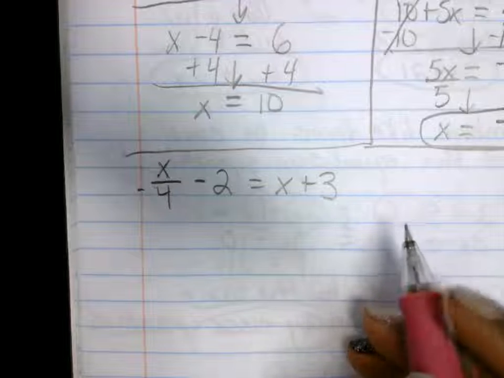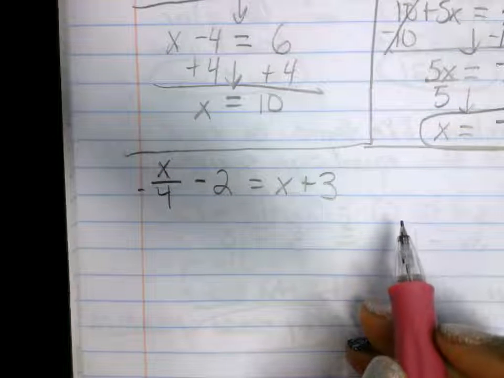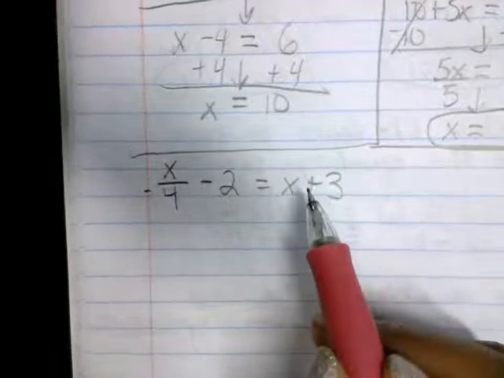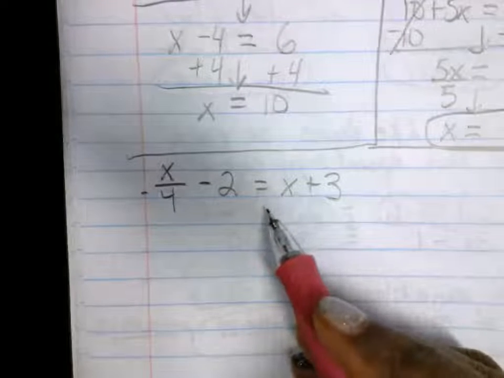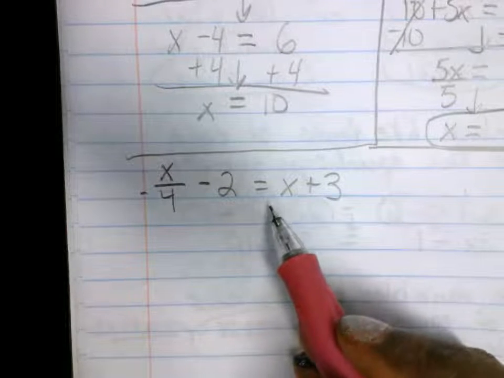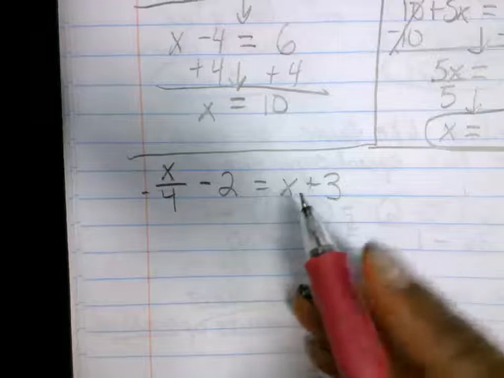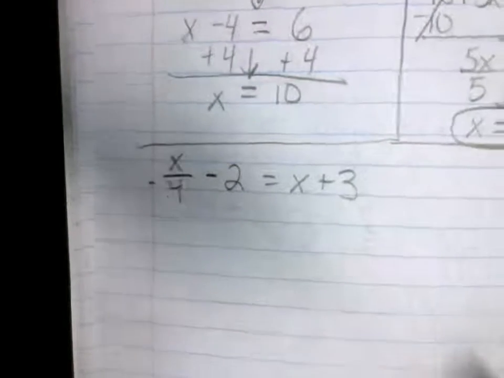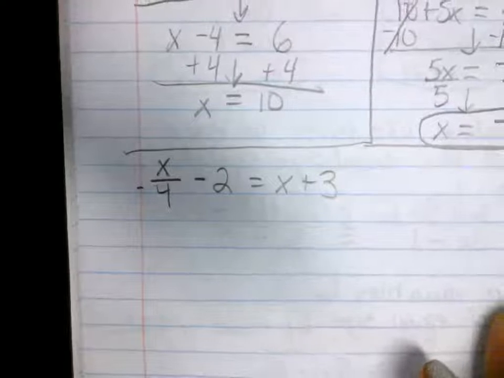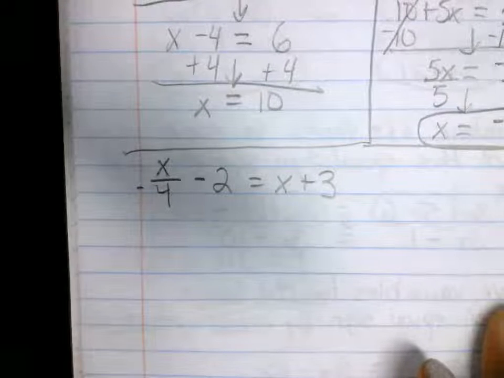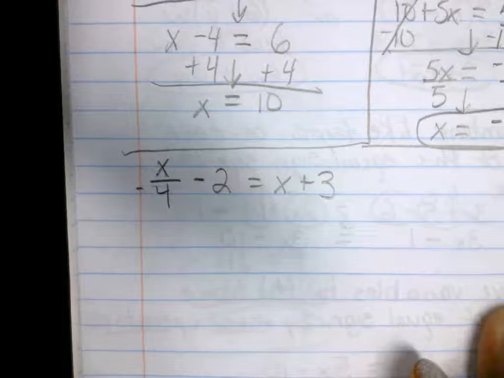The third step is to move the variables to the same side. I have an X over here and an X over here. Why am I doing that? Why, Ms. Reyes, do you have to move the X's to the same side? Because you cannot solve for X if you have an X over here and an X over there. You have to move the X's to the same side so that you can solve for X.